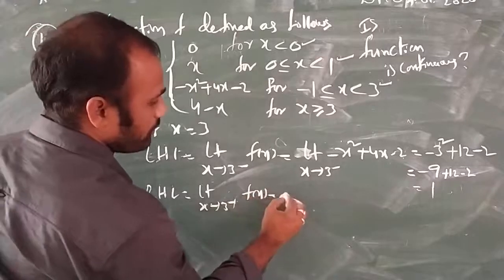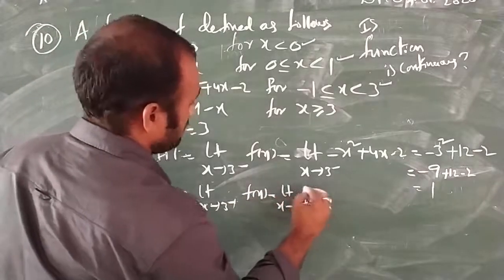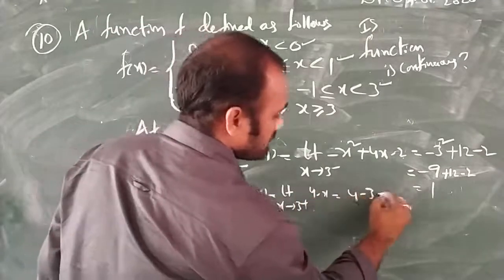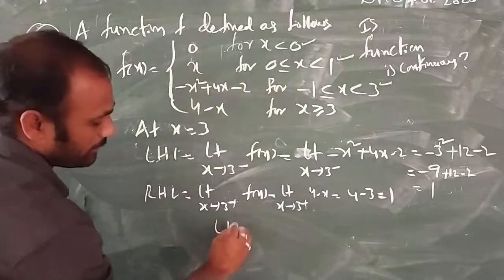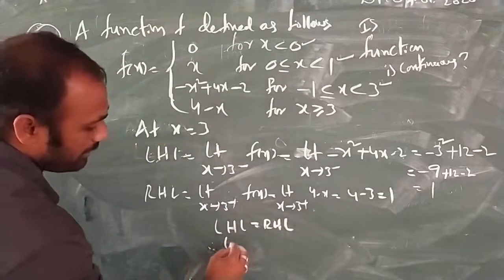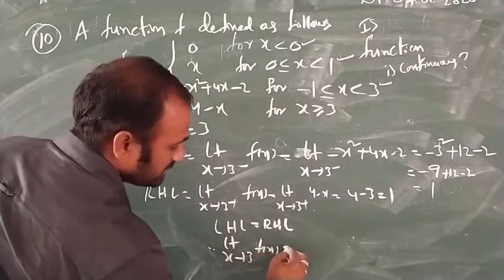If you take the right hand limit, x tends to 3 plus, more than 3, f of x is 4 minus x, so that is 4 minus 3, which is 1. Here the left hand limit is equal to the right hand limit. Therefore, we can write limit x tends to 3 of f of x is equal to 1.